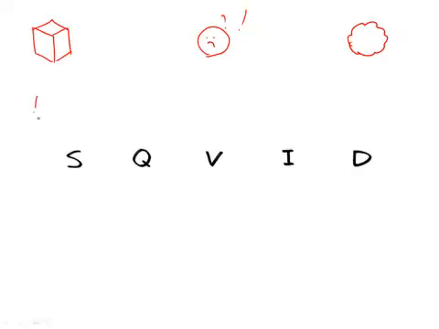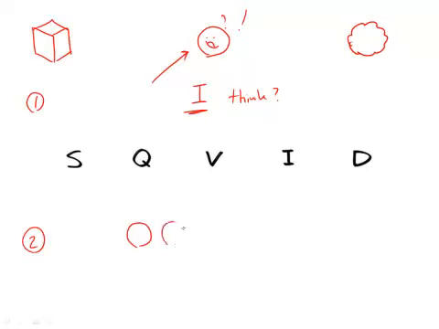Now there are two ways to use this squid. The first way is to say, what do I think of my idea? What do I think? The second way is to say, what does my audience think of my idea? What do they think of it? Let's look at the first way.